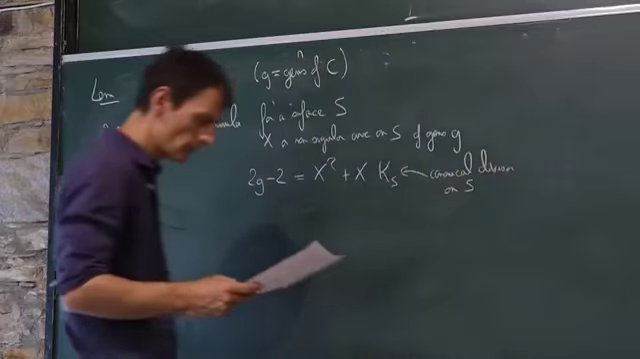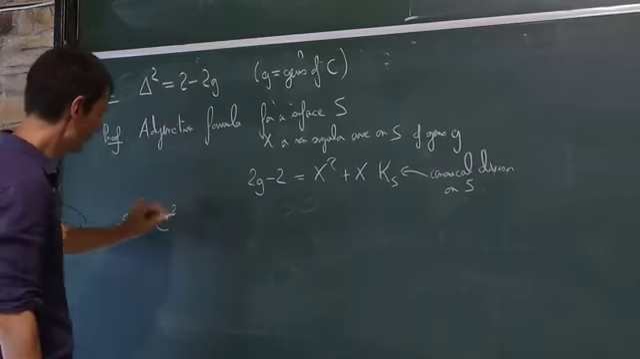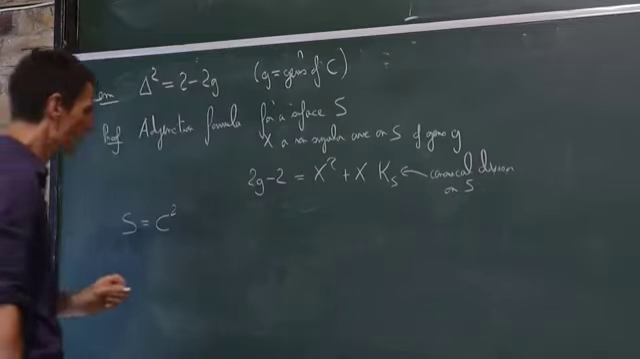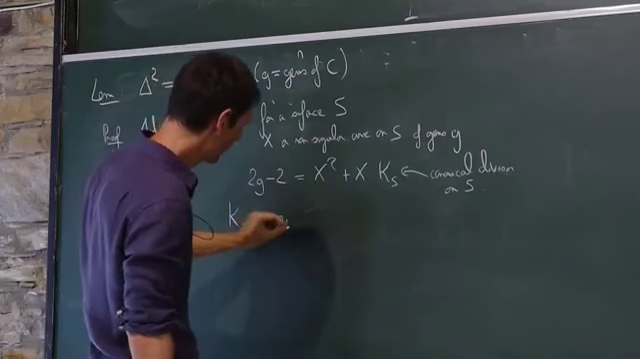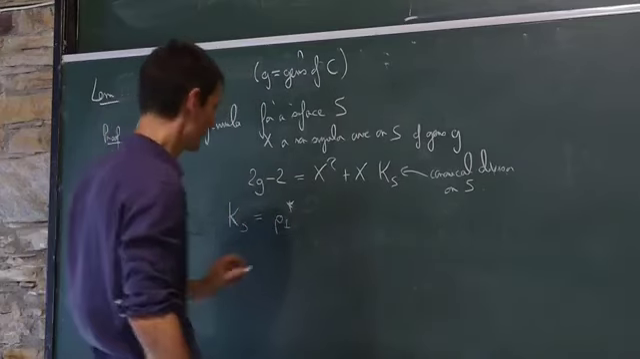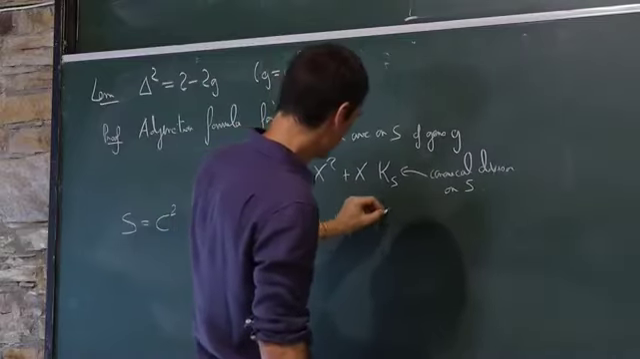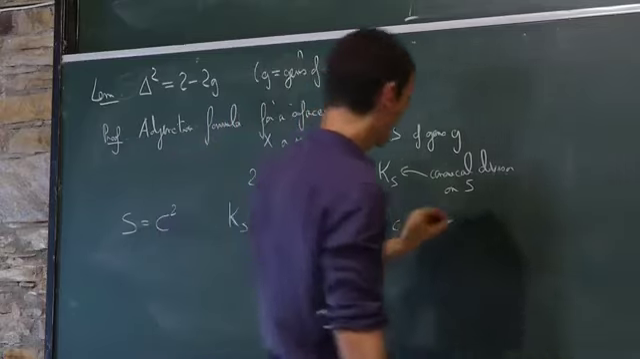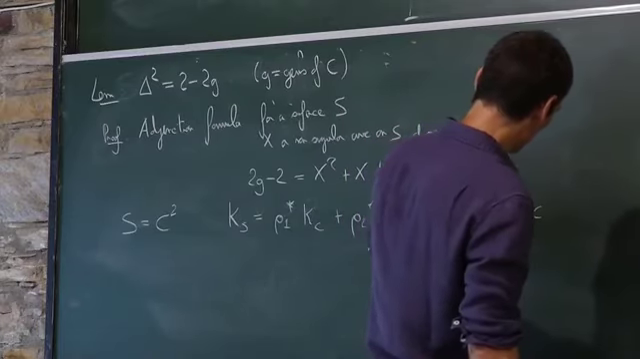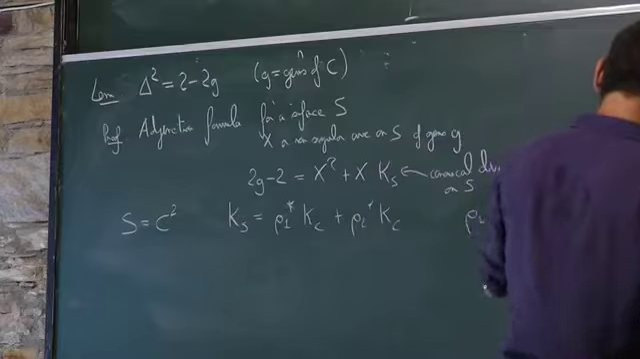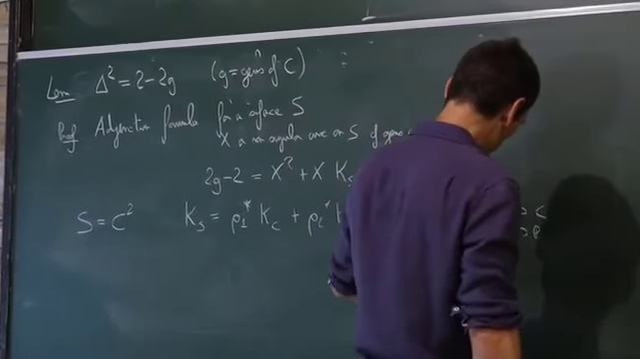Okay? But now, for the particular case where S is C times C, I can take the canonical divisor as P1 star of K on C plus P2 star of K on C, where P1 is the projection on the first component and P2 is the projection on the second component.